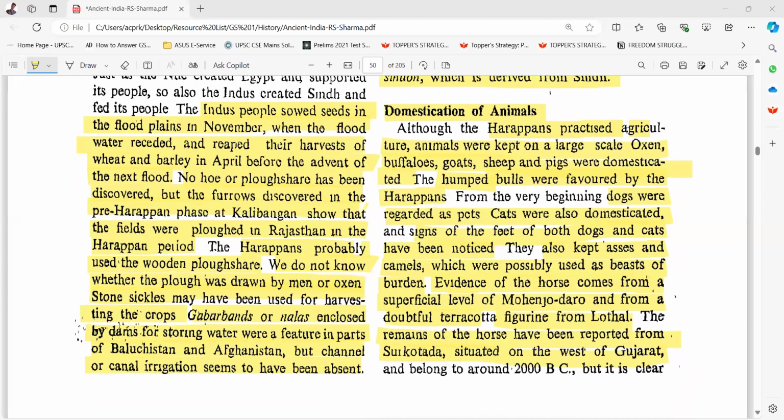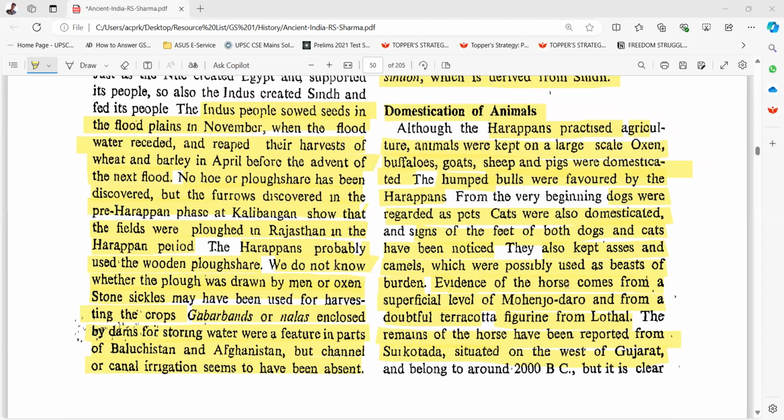Although the Harappans practiced agriculture, animals were kept on a large scale. Oxen, buffaloes, goats, sheep, and pigs were domesticated. The humped bulls were favored by the Harappans. From the very beginning, dogs were regarded as pets. Cats were also domesticated, and signs of the feet of both dogs and cats have been noticed. They also kept asses and camels, which were possibly used as beasts of burden.